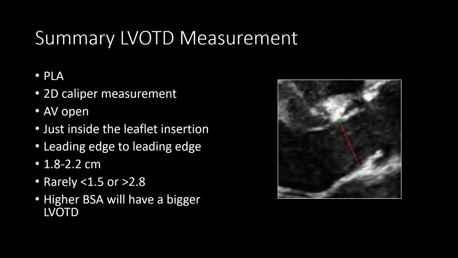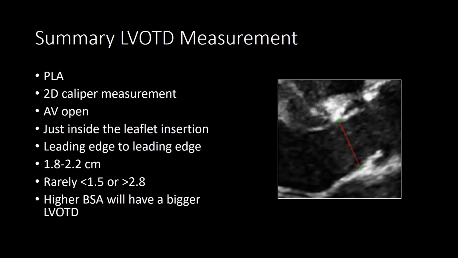The LVOTD measurement is obtained in the parasternal long axis. You're going to freeze your image and zoom on the aortic valve. It's important to measure the LVOTD during systole when the aortic valve leaflets are open, and you're going to measure just inside the leaflet insertion before the dilation. You're going to measure leading edge to leading edge, and your measurement should fall between 1.8 and 2.2 centimeters depending on the BSA.